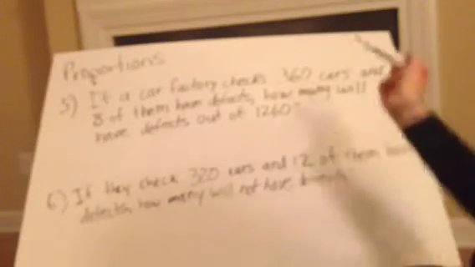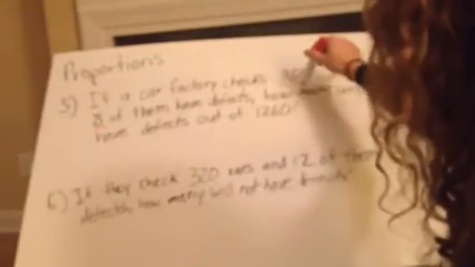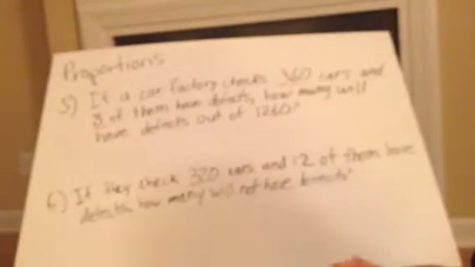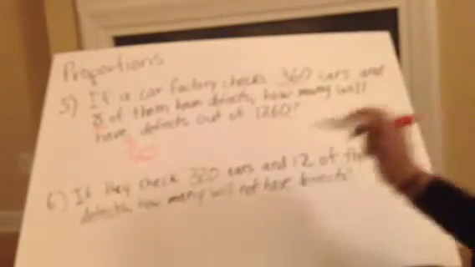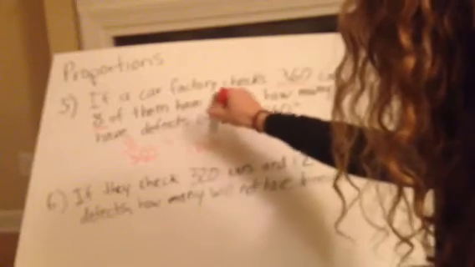So the point of these kinds of problems is to use some smaller part. We know that it's 8 out of 360 to figure out something about a larger population, the 1,260. So let's start with what we know. Eight out of 360 cars are defective, and we want to know how many would be defective out of 1,260.